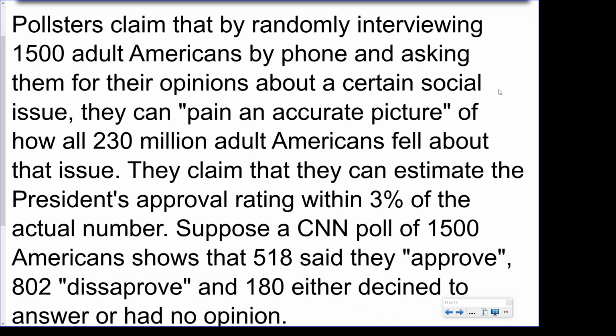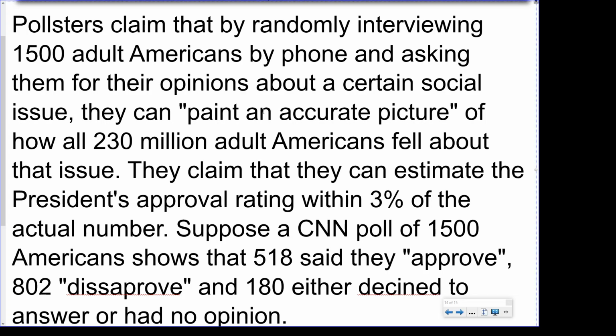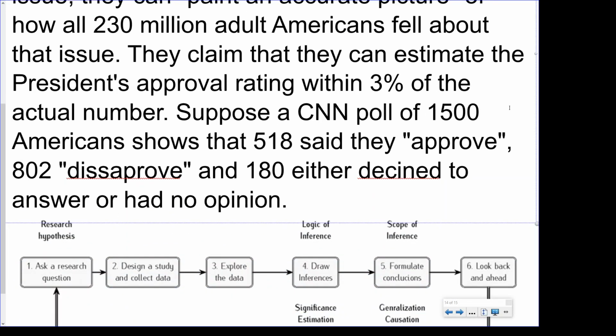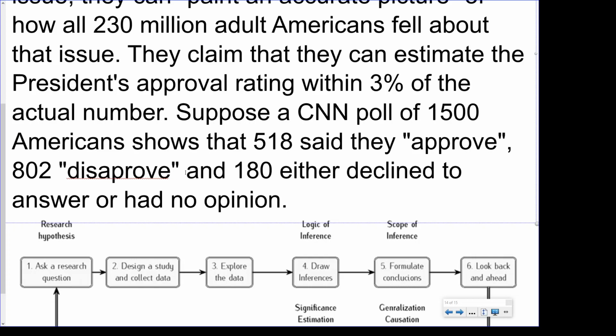Pollsters claim that by randomly interviewing 1,500 adult Americans by phone and asking them for their opinion about a certain social issue, they can paint an accurate picture of how all 230 million Americans felt about that issue. They claim that they can estimate the president's approval rating within 3% of the actual number. That's why you hear people say plus or minus a few percentage points.